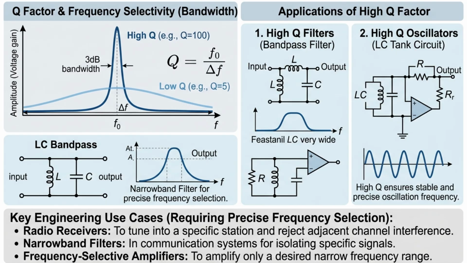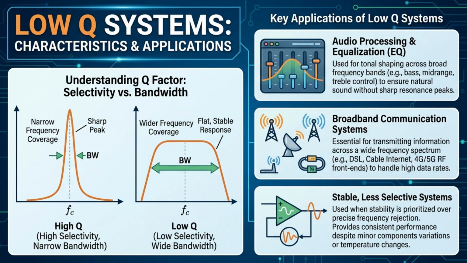High Q systems are used when precise frequency selection is required, such as in radio receivers, narrowband filters, and frequency selective amplifiers. Low Q systems are used when wider frequency coverage is needed, such as in audio processing, broadband communication, or systems that require stable but less selective response. The choice of Q factor depends entirely on the desired balance between selectivity and bandwidth.